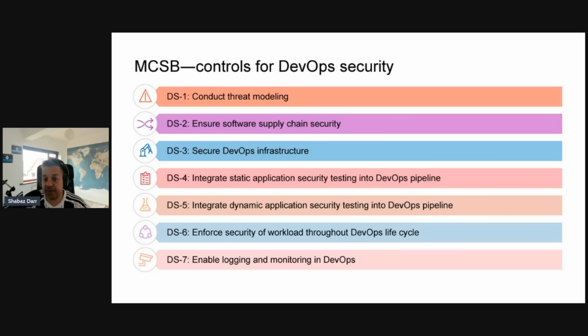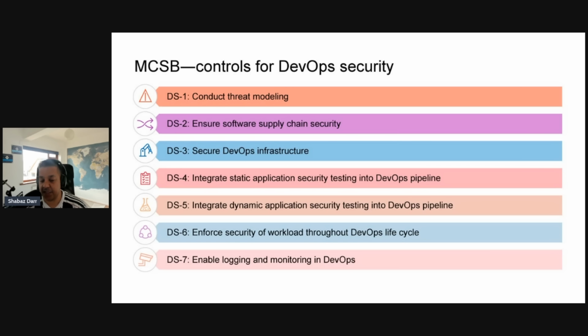First we've got DS1, conduct threat modeling, and this is to perform threat modeling to identify the potential threats and enumerate mitigation controls. We have then DS2, DevOps Security 2, which is ensure software supply chain security. This is to ensure your enterprise software development lifecycle, or SDLC, processes include a set of security controls to govern in-house or third-party software components where your applications have dependencies. You have DS3, which is secure DevOps infrastructure. This is to ensure the DevOps infrastructure and pipeline follow security best practices across your environments, including build, test, and production stages.